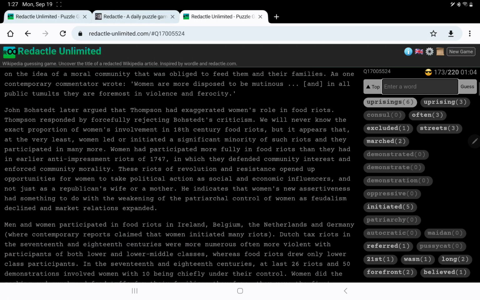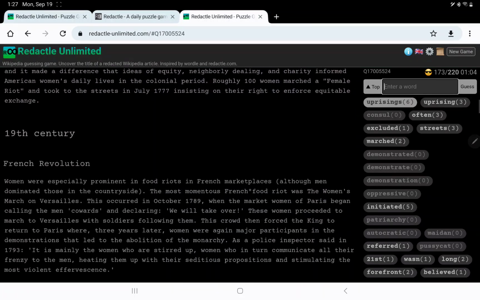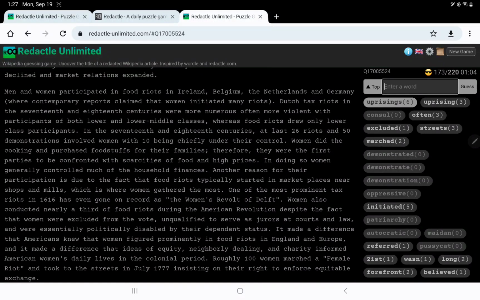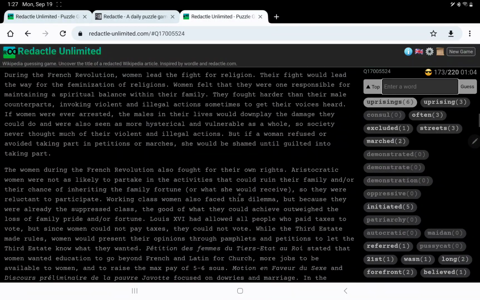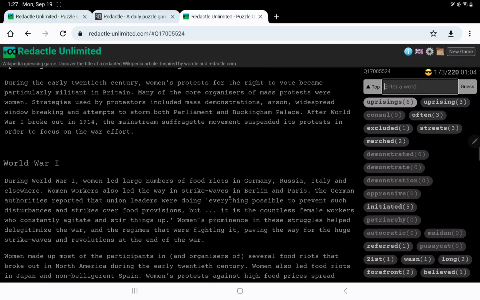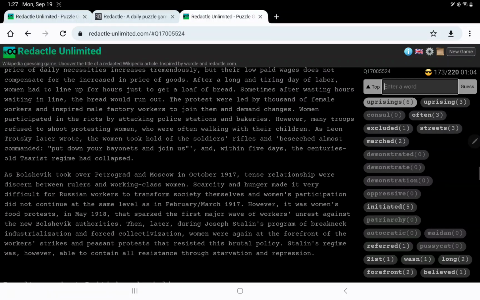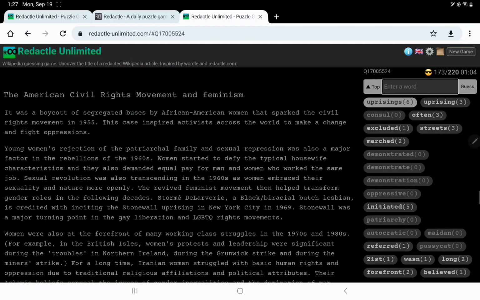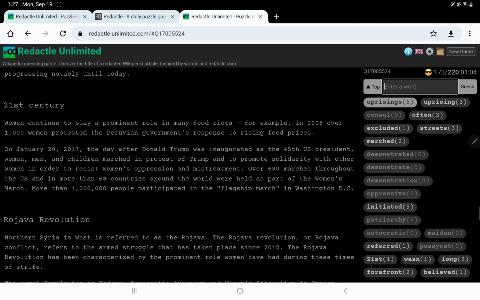E.P. Thompson. There we go. Oh, Ireland. I should have thought of Ireland. French Revolution. Franco-Prussian War. World War I. Russian Revolution. British colonialism. Civil rights. Oh, flagship march. Okay. Anyway. Oh, and so these 2 paragraphs were about different topics. Peru, and then the Women's March.